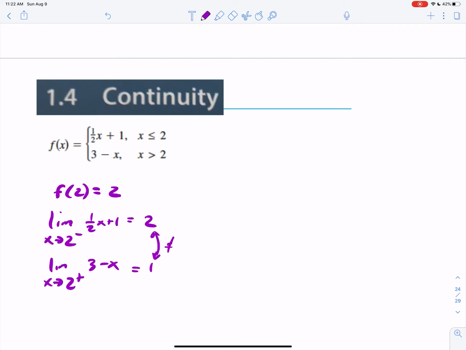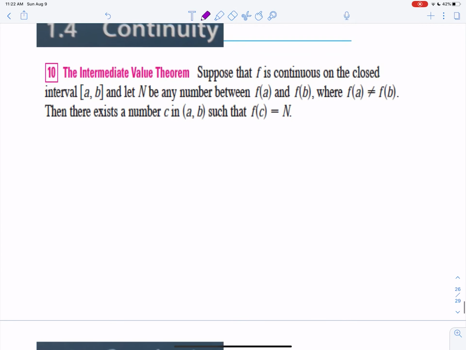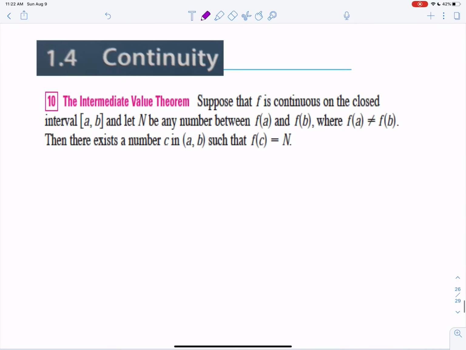So therefore, you know it's discontinuous at 2. So you know that f is continuous everywhere else. So from negative infinity to 2, and 2 to infinity. That's really one for you to practice, which is why I'm rushing it so fast here, okay? All right, last part before we conclude our video.